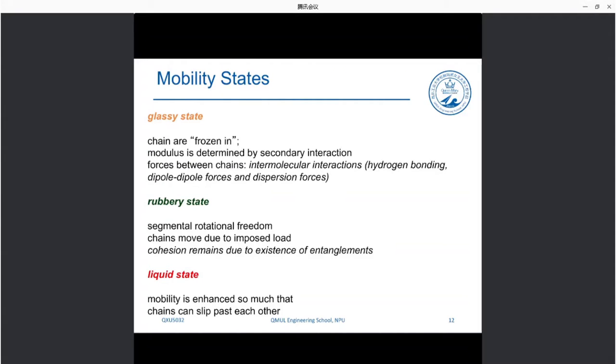Finally, another kind of thing to sum up. In the glassy state, we said the chains are frozen in. The modulus in this case is determined by secondary interactions, okay? And the forces between the chains are intermolecular interactions, such as hydrogen bonding, dipole-dipole forces, and dispersion forces, such as the London dispersion force, let's say.